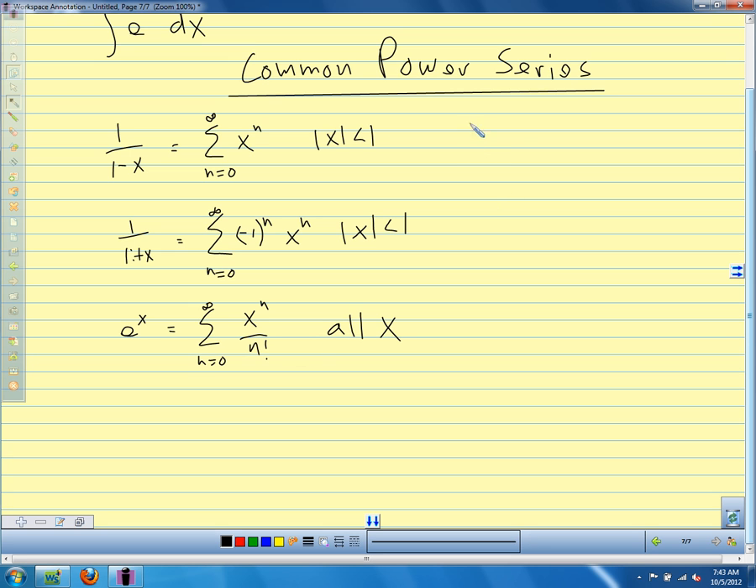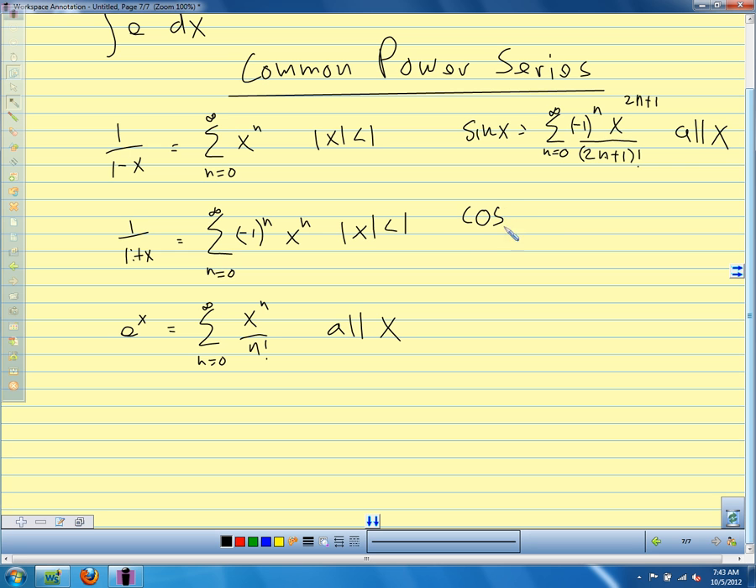Sine of x, another very, very common one that gets used a lot. The sum from n equals 0 to infinity of minus 1 to the n x to the 2n plus 1 over 2n plus 1 factorial. And this converges for all x, so that makes it extremely useful. And notice that for this one, we only end up with the odd powers and factorials.